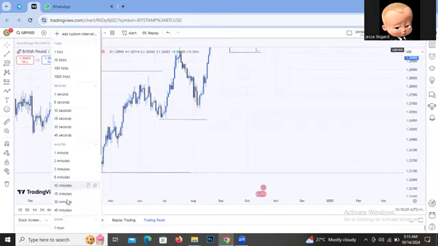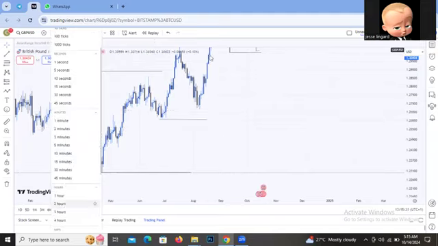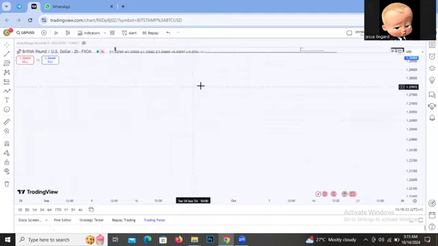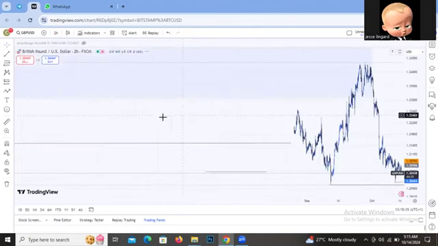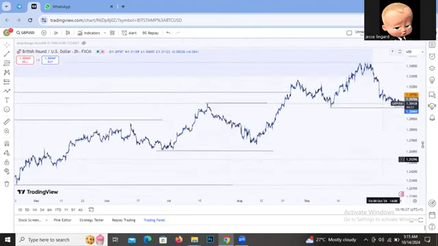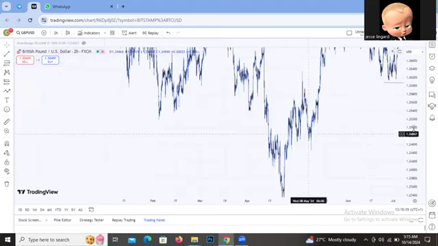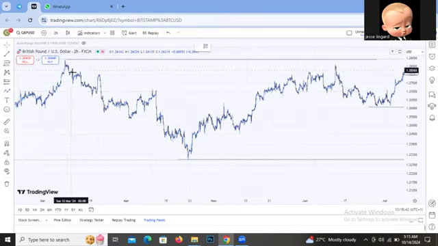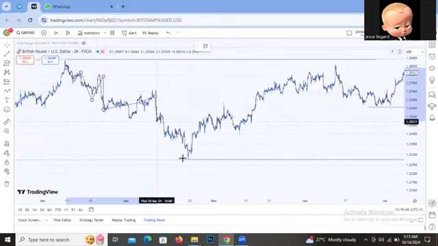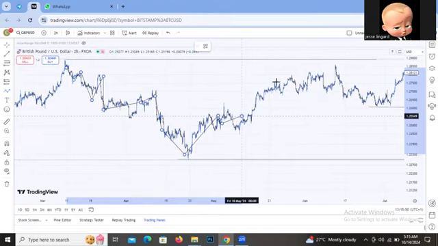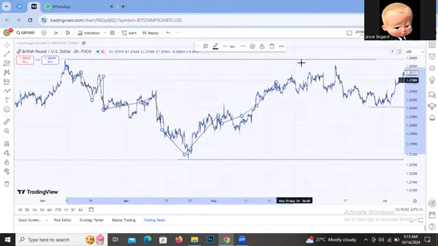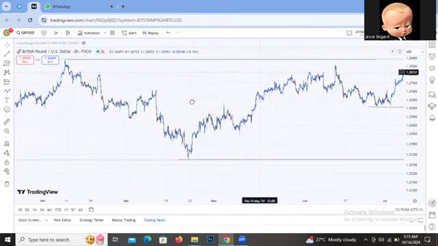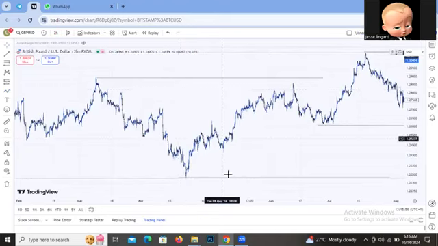If you go on 4 hours or 3 hours, let me open 2 hours. If you go on 2 hours, you can see those lines that I marked out, and you can see structures inside here, the high highs and the high lows inside here. So all these inside here are the internal structures, while the externals are this high and this high low.